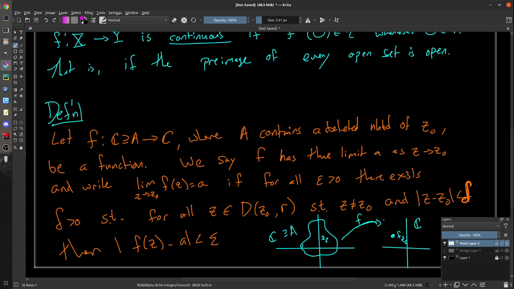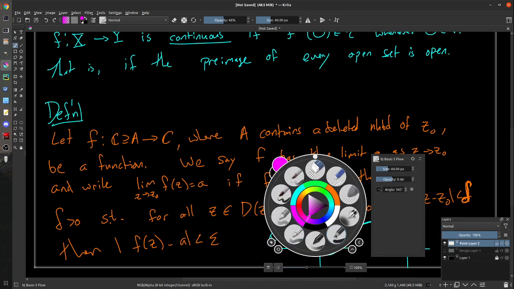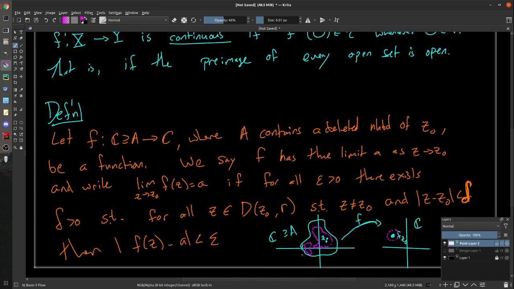So if we grab as small of a ball as you want around here, then you're always able to grab a small ball around this guy such that everything gets mapped into that small ball. That is, the preimage of this contains an open set. So maybe it's a whole bunch of crazy stuff, and then it's also got some stuff over here that gets mapped into there. And so there's just this big messy whole bunch of junk that gets mapped in.